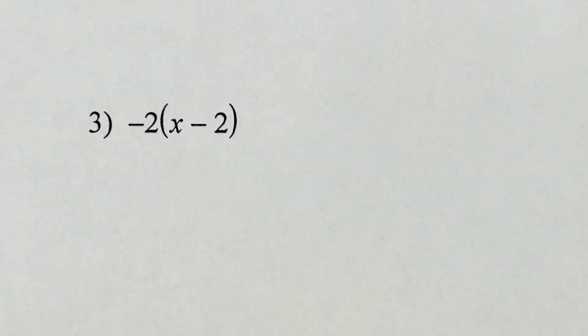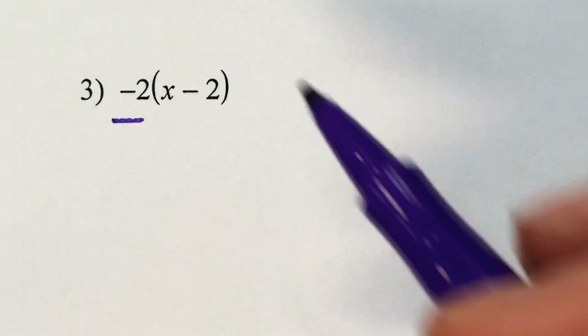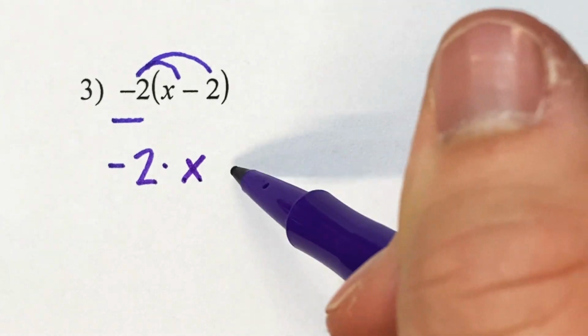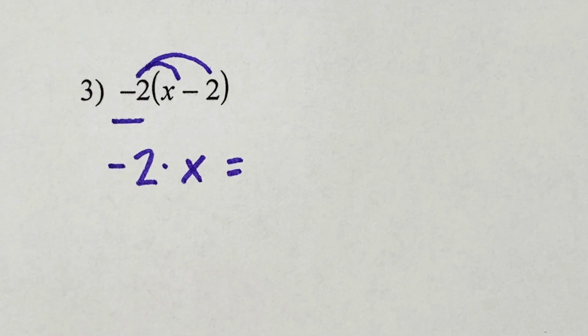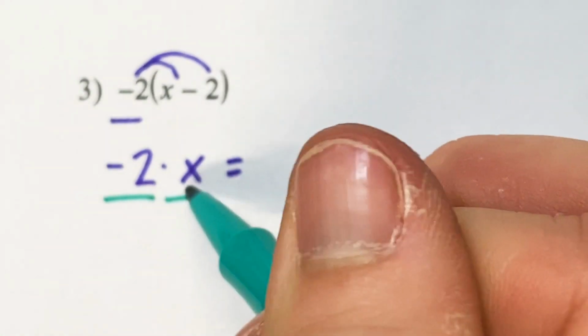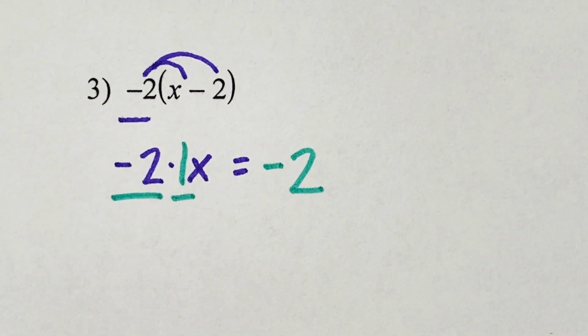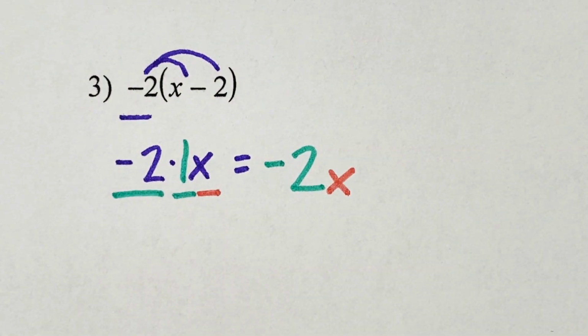Let's look at number 3. What is the number right in front of the parentheses that needs to distribute? It's going to be this negative 2. So we have negative 2 times x and negative 2 times a negative 2. Let's take it one piece at a time. Negative 2 times x. Well, this is like saying negative 2 times 1. Negative 2 times 1 is just going to give me that negative 2. And then how many x's were being multiplied? 1x right there. Beautiful. So that was our first piece.